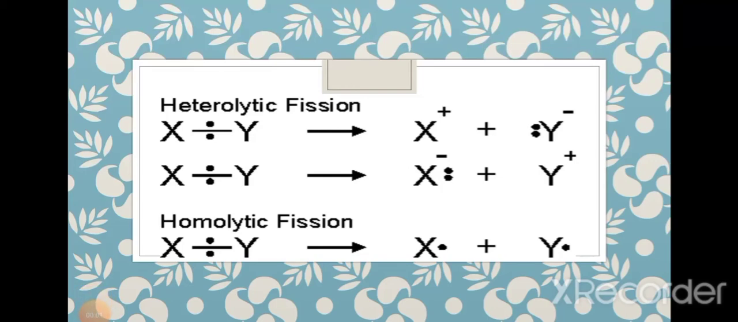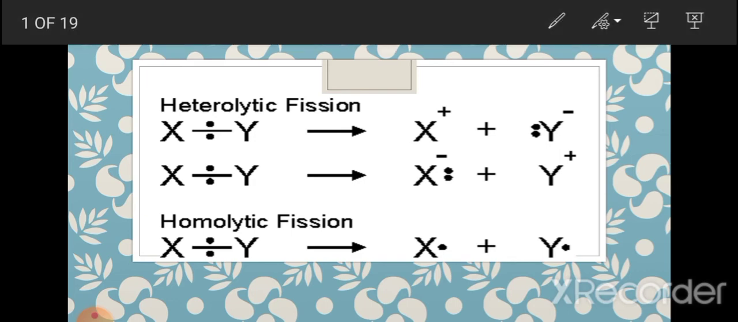Hello students, let's move on to the next topic, bond fission or cleavage of bond. On your screen you can see three reactions are shown. Now we have to examine in more detail what happens when molecules containing covalent bonds undergo chemical reaction. Consider the three possible ways. The mechanism of the reaction depends on the way in which these bonds are broken.